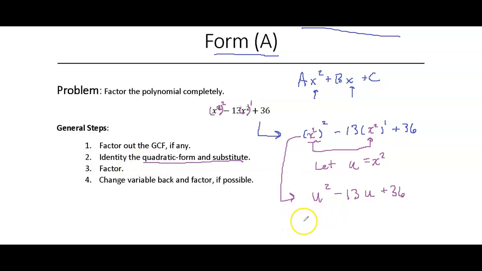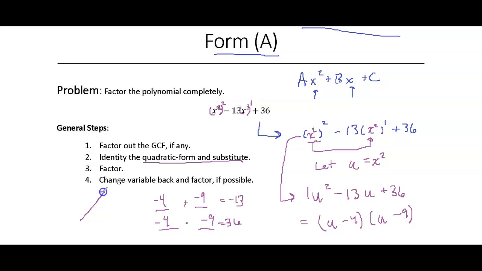Now let's go ahead and factor what we have. Since this is a trinomial, we could check to see what adds to get negative 13 and also multiplies to get positive 36. Well, negative 4 times a negative 9 will add to negative 13 and will also multiply to positive 36. Since our leading coefficient is 1, this would factor to u minus 4 times u minus 9.